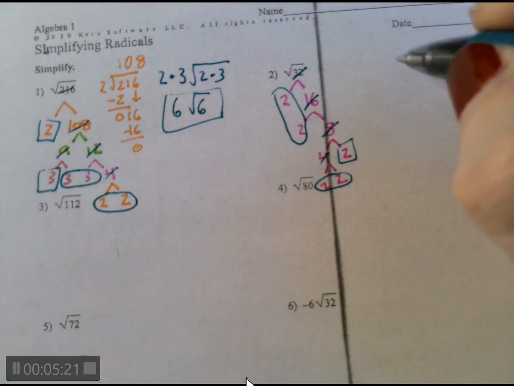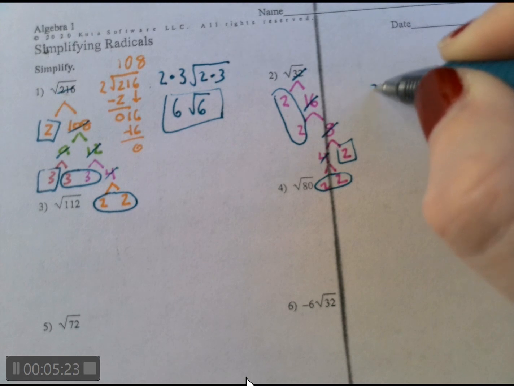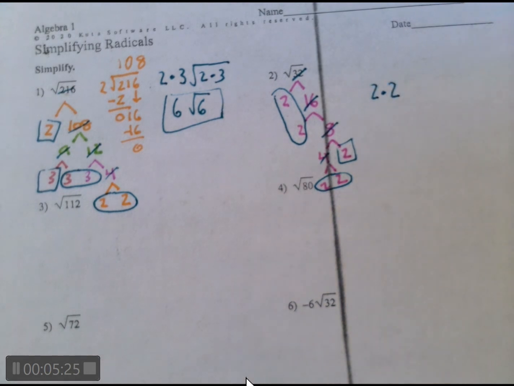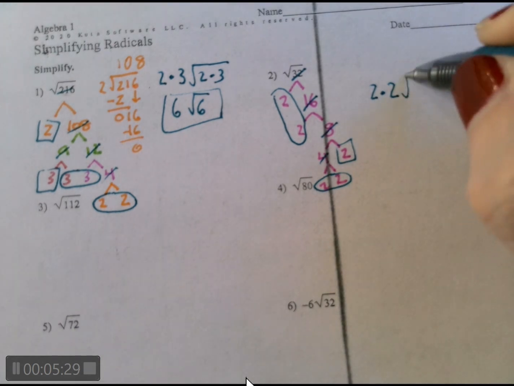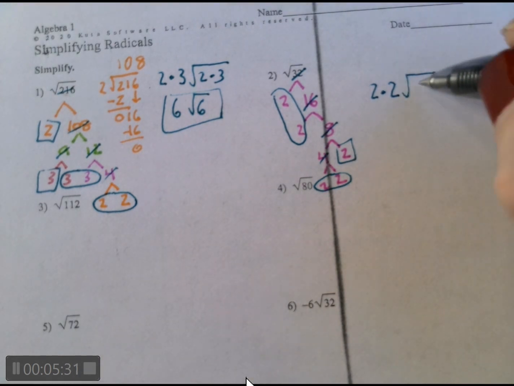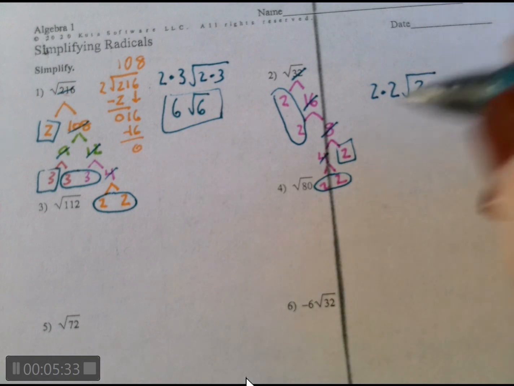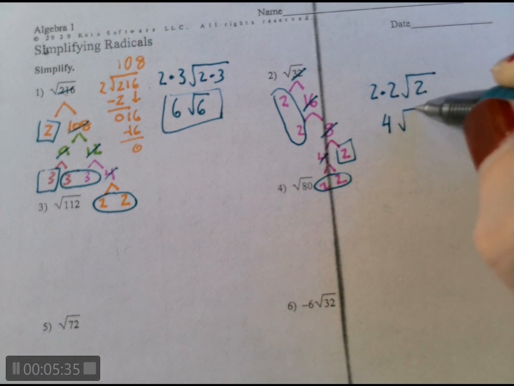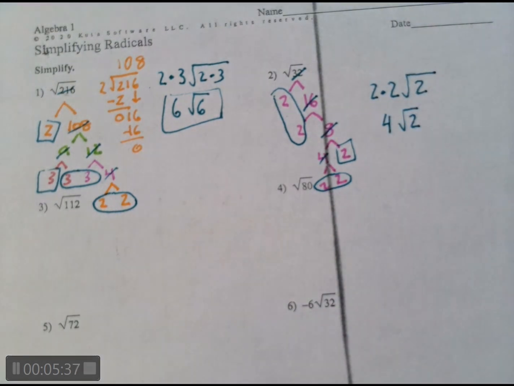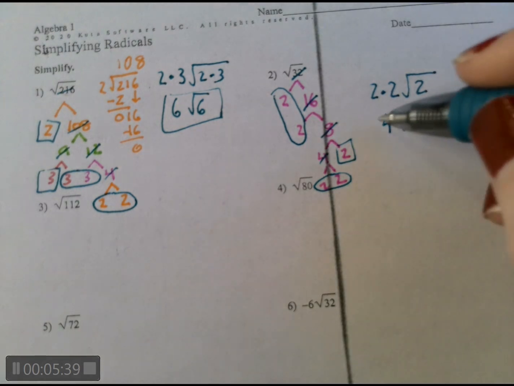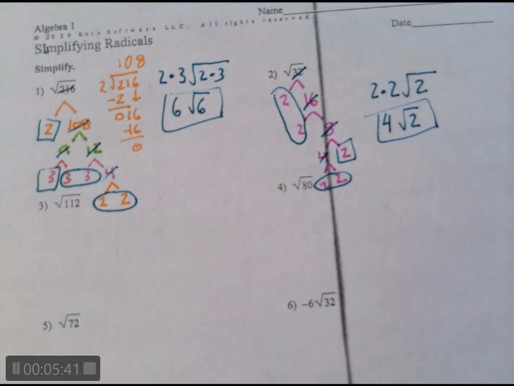So now I'm going to put one number from each pair on the outside, multiplying them. All of this is going to be multiplied. And then the square root of whatever is left over is 2. So we're going to get 4 square root 2 as our answer. Okay, let's try another one.